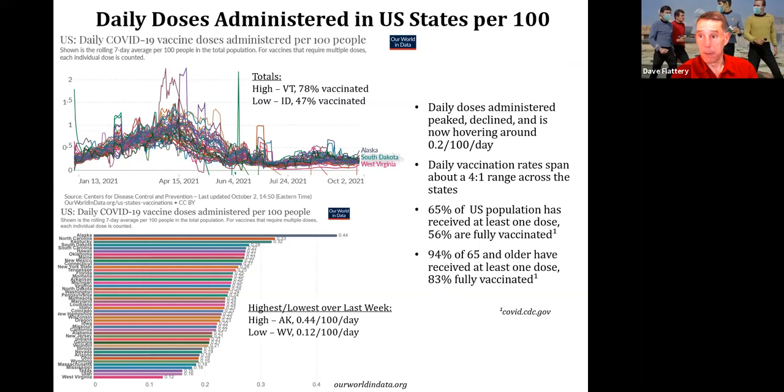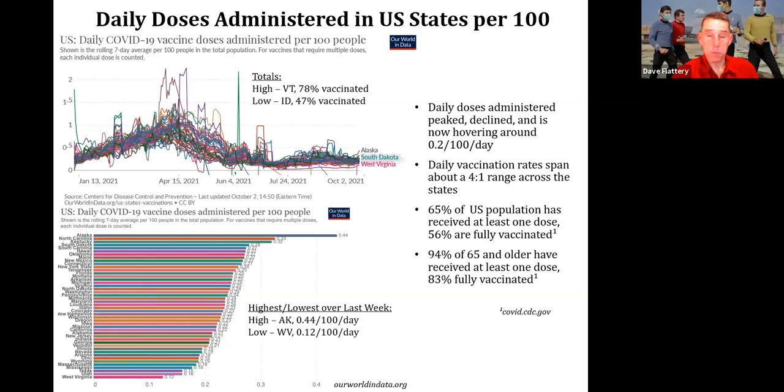But overall, the trend is we went up a lot in the beginning. It peaked in April and went down in July. Then it started getting bad again, and people thought, well, maybe I should go get that vaccine. And it rose again, and now, as the cases are subsiding, it's heading down a little bit. But they're still around 0.2 per 100 per day, which is fairly low.